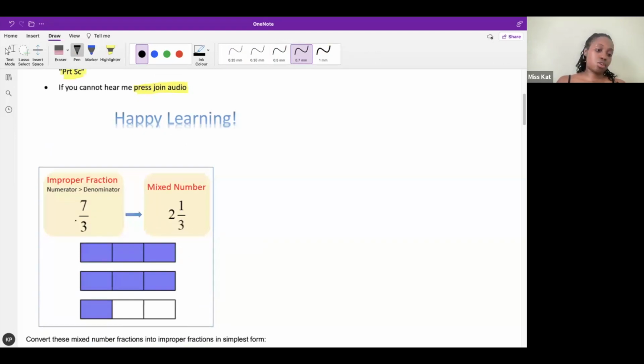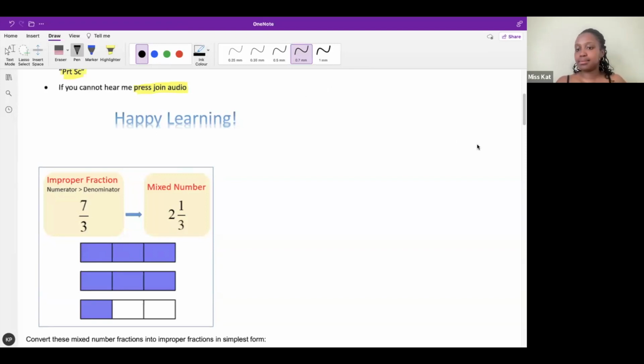Okay, so if you look at the fraction 7/3. First of all, what is an improper fraction? Can anyone tell us what an improper fraction is? Before I continue, let's clarify quickly what an improper fraction is.